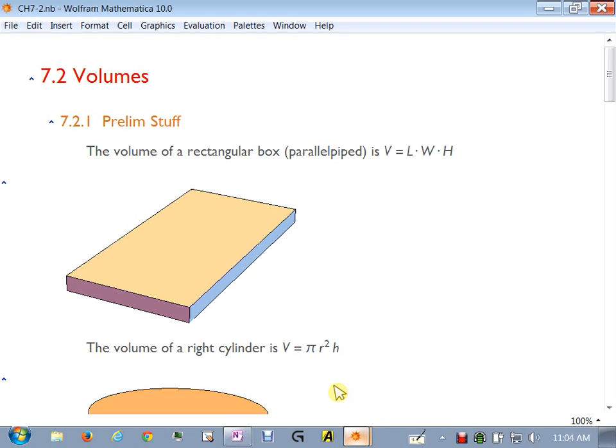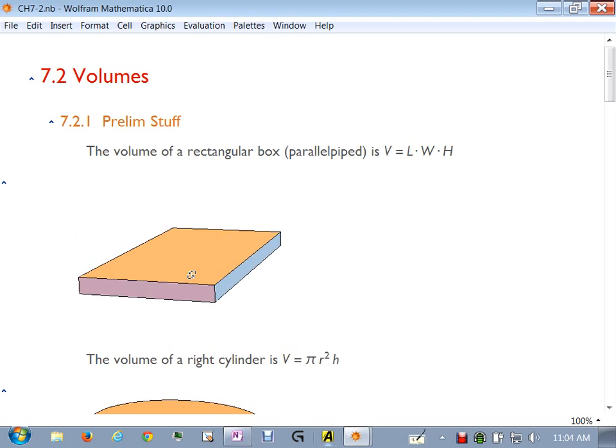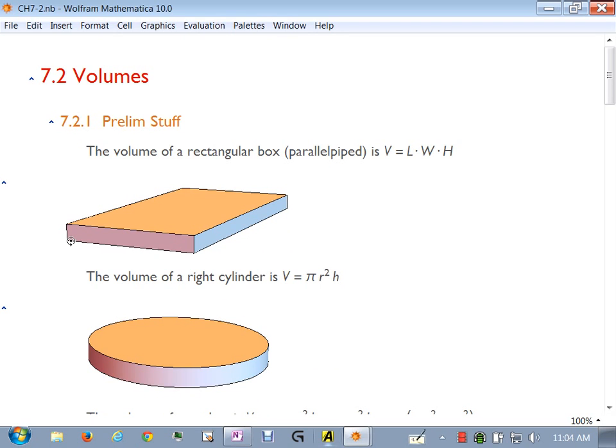Okay, so this section 7.2 is called volumes, and there are a few things preliminary that we need to be aware of. First of all, if you have a rectangular box, which the technical name for a rectangular box is a parallelepiped, and you want to know its volume, the volume is length times width times height. So here's my box. Call this maybe the length over here, then the width, and then the height would be this side. You multiply all three, you get your volume, correct?